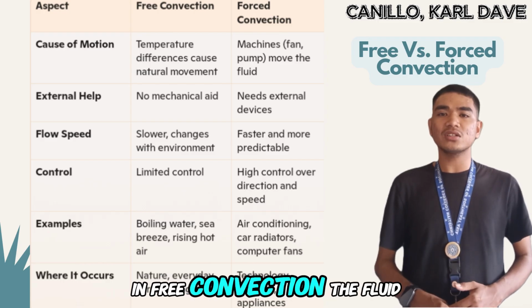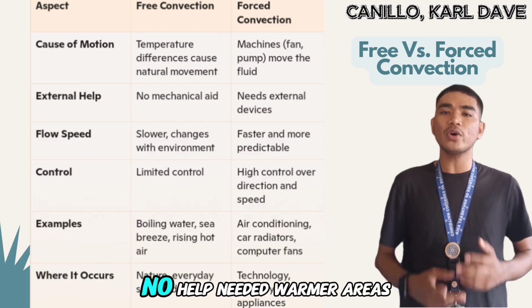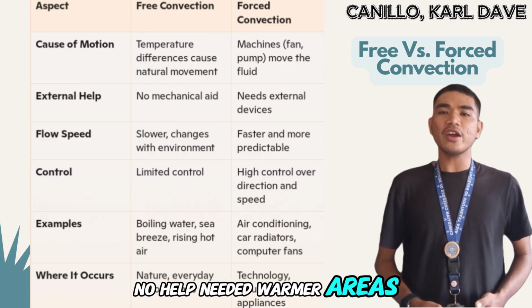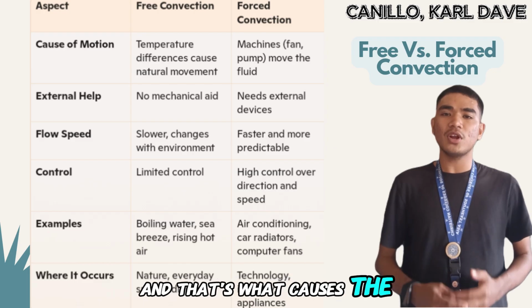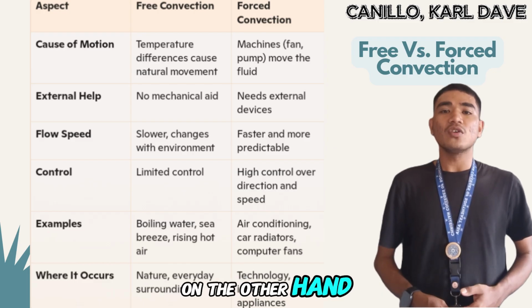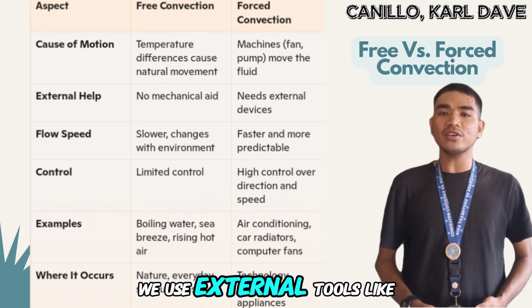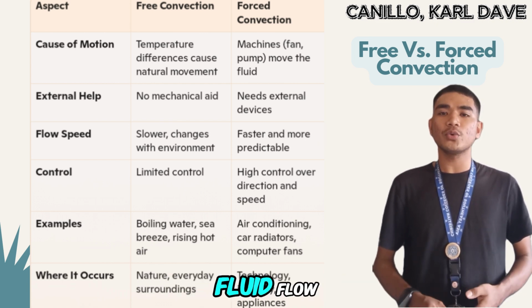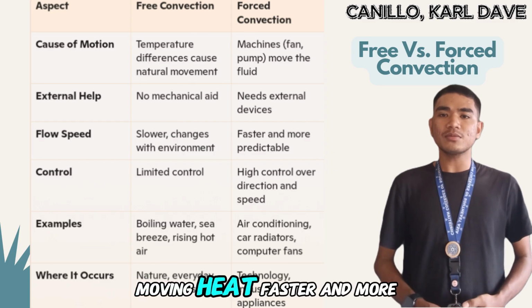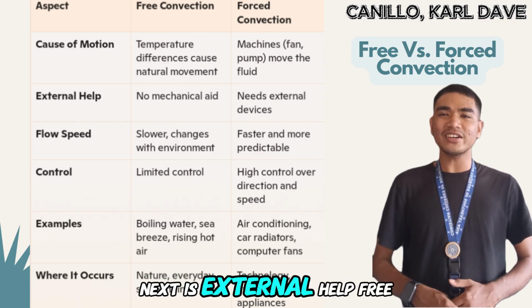In free convection, the fluid moves because of natural temperature differences, no help needed. Warmer areas rise, and cooler ones sink, and that's what causes the flow. On the other hand, forced convection doesn't rely on nature alone. We use external tools like fans or pumps to create and control the fluid flow, moving heat faster and more directly.